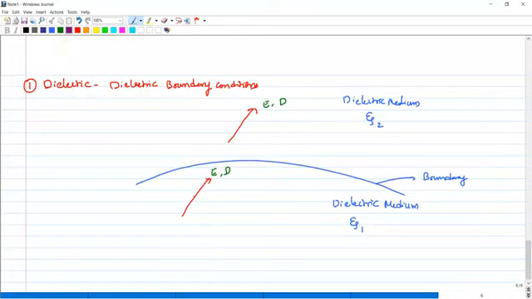See here, now we can resolve the vector of E. First we will go with the calculation for E, later we go for D. For that, whatever components I am going to resolve, I am going to write here. So first I will go with E.